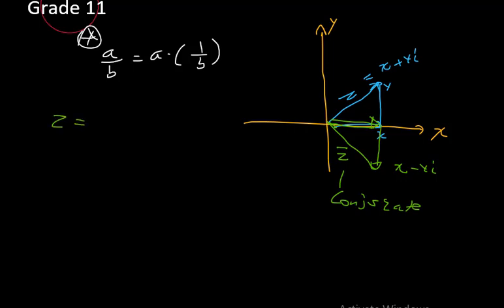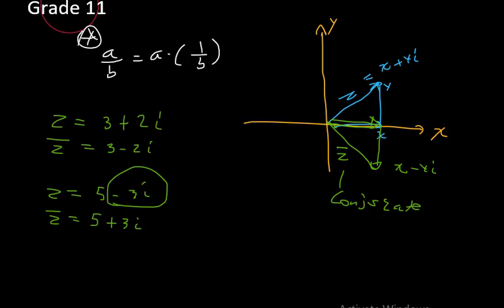For example, if I give you z equals 3 plus 2i, its conjugate z bar is going to be 3 minus 2i, just changing the sign of y. Again, if I have a complex number z equals 5 minus 3i, its conjugate will be 5 plus 3i. In this case, it is found in the fourth quadrant, and now it goes to the first quadrant. In the first case it is in the first quadrant, and it just moves to the fourth quadrant, keeping x constant. This is very important.